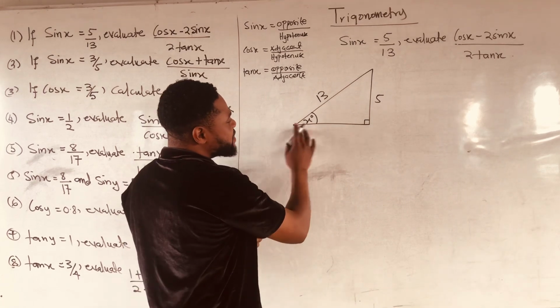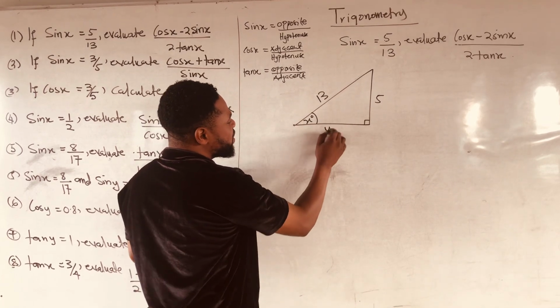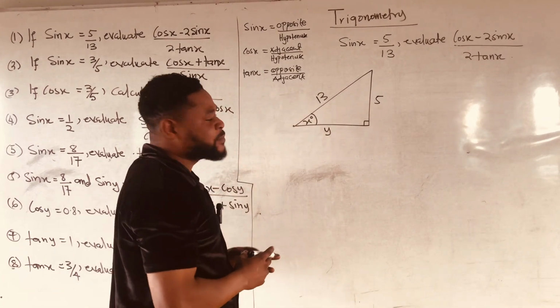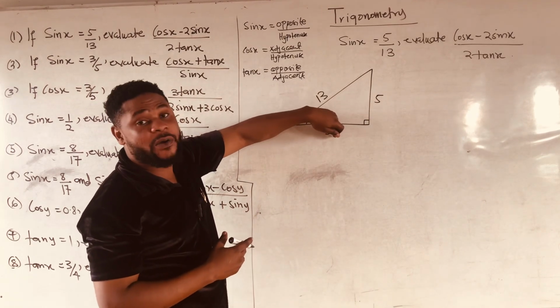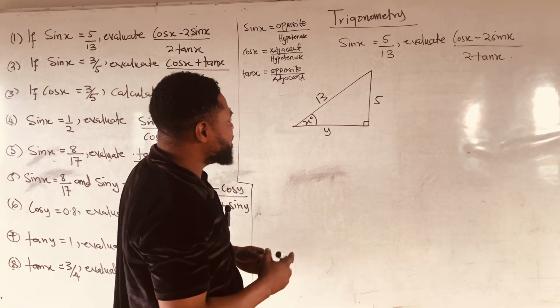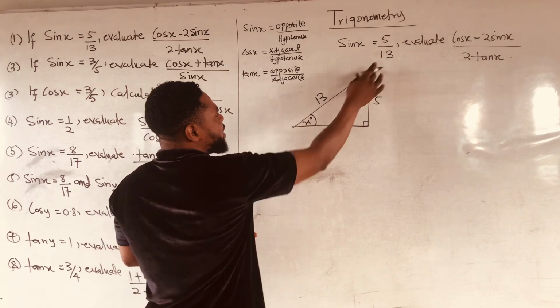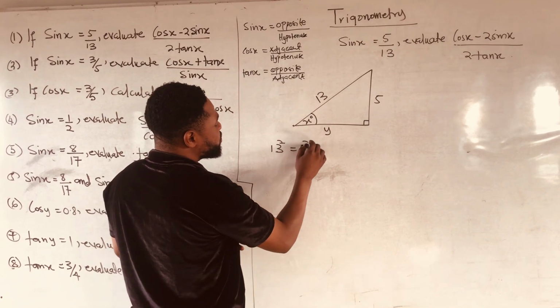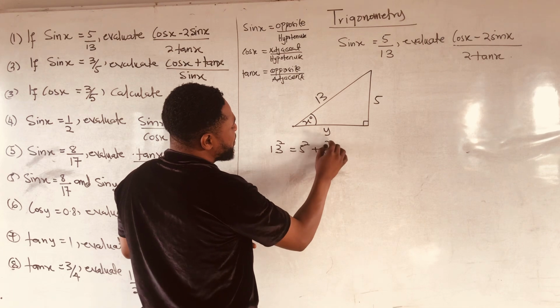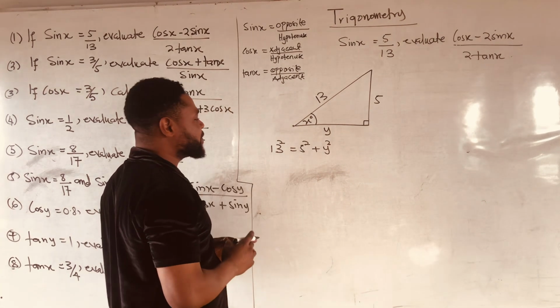Then we solve for the missing side here, which we don't know. So we can use y to represent it. Now, we are going to use Pythagoras theorem to find our y. Now, let's see how we can use it. The square of the hypotenuse, which is 13 squared, should be equal to the sum of the squares of the other two sides, according to Pythagoras.